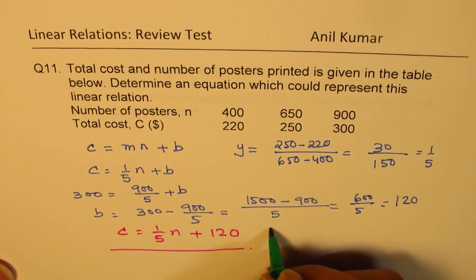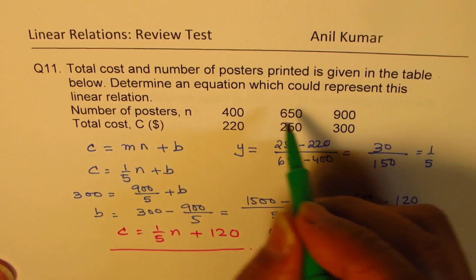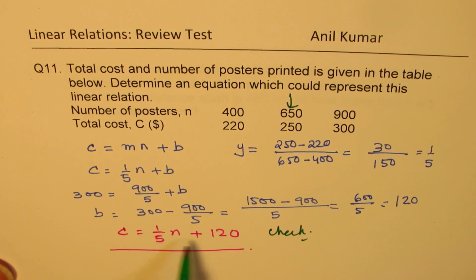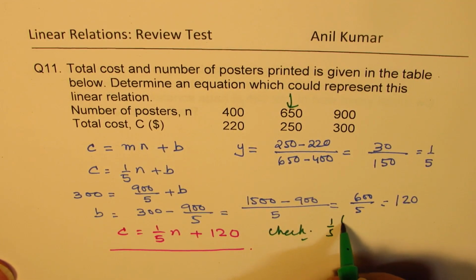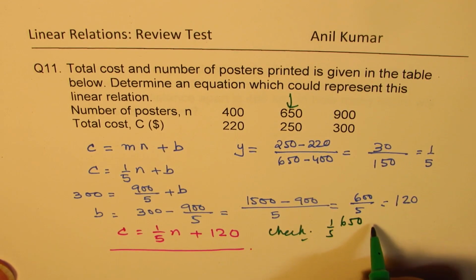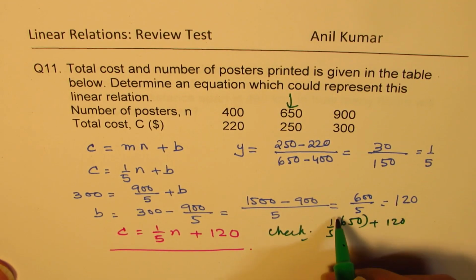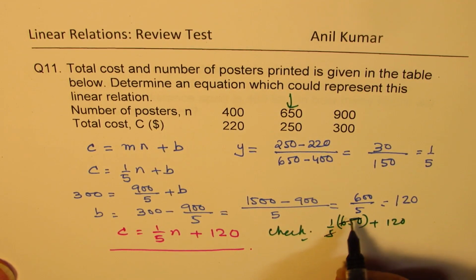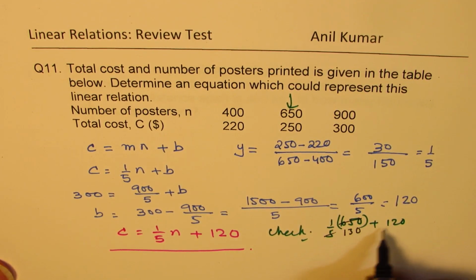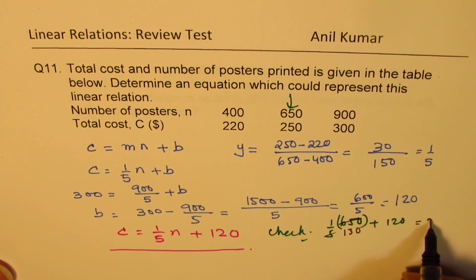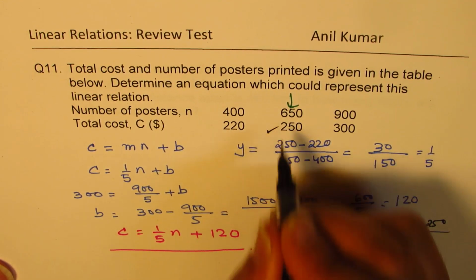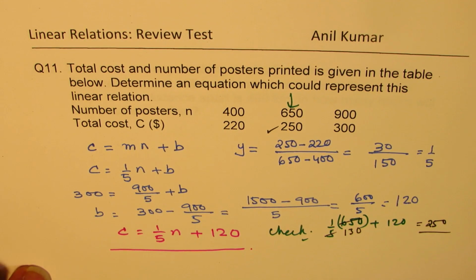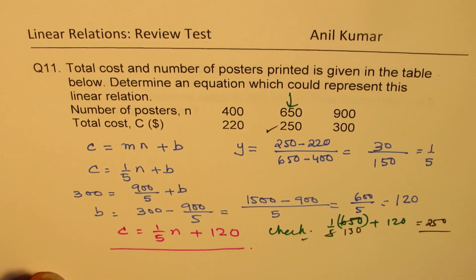Now let's check our answer, right? So if I substitute, let's say 650, what do we get as the cost? So if I do 1/5 of 650 plus 120, what do we get? Let's try. So we're just checking, right? 650 divided by 5 is 130. So 130 plus 120 is indeed 250, correct? So which is correct. So that is how you'll be doing it, and if required, you can check it.